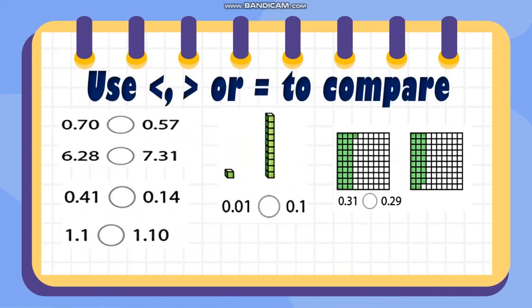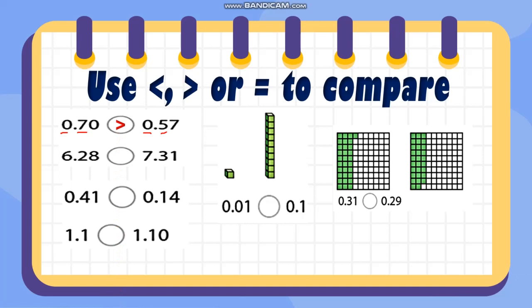Now, let's use the symbols less than, greater than, or equal to compare. We have 0.70, or 70 hundredths, and 57 hundredths. Let's compare. 0 and 0 are the same, proceed to the next. 7 and 5 are not the same, so which is bigger, 7 or 5? 7 is bigger, so the answer is 70 hundredths is greater than 57 hundredths.